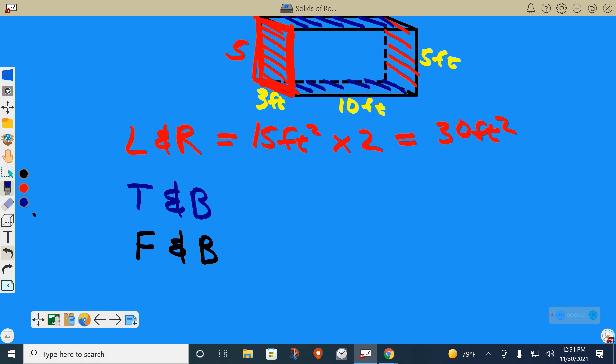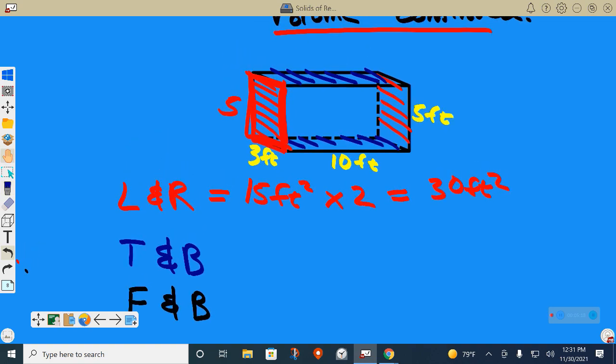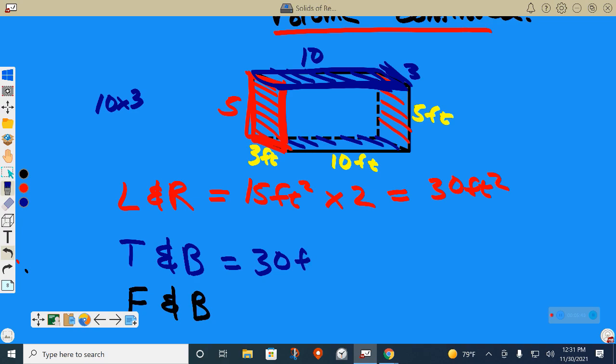Top and bottom. Let me just focus in on one of them, the top rectangle. This is a 10-footer, right? This edge right here is 10. This side edge is going to be 3. That's a 10 by 3 rectangle, so 10 times 3 is 30. So it's 30 square feet.